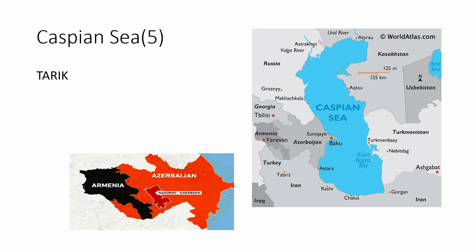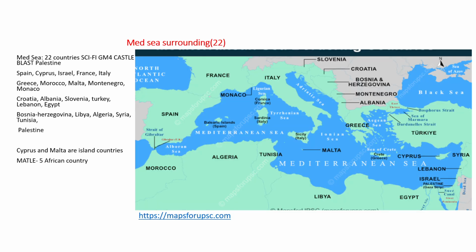Next, we'll go back to the Mediterranean Sea. Okay, so the mnemonic is quite long, which is Sci-Fi GM4 CASTLE BLAST Palestine. You have to remember, these are all 22 countries here. So you can go through the names of the countries one by one. Other than that, what you can remember is that Cyprus and Malta are island nations here. So here we have Cyprus and this is Malta, which are the only 2 island nations.